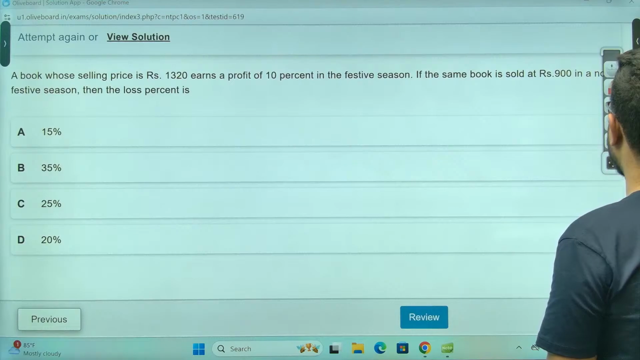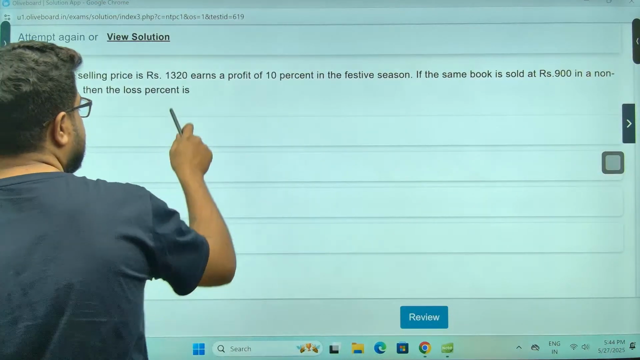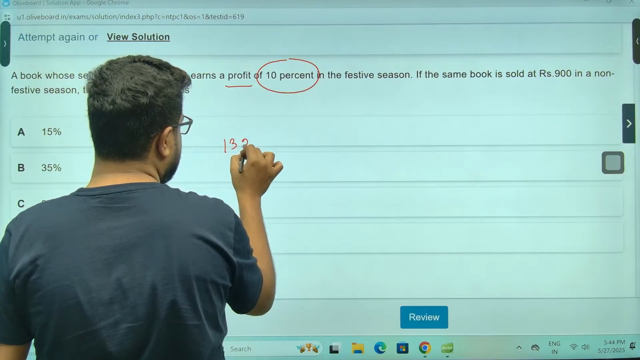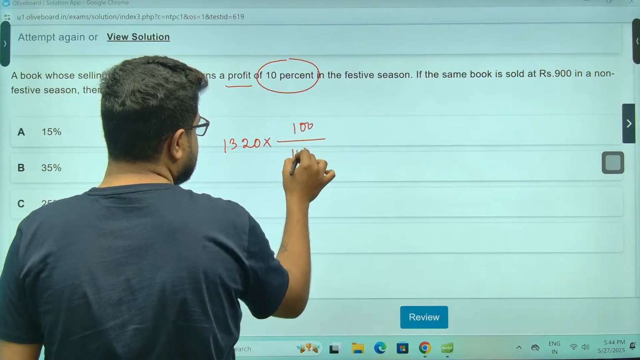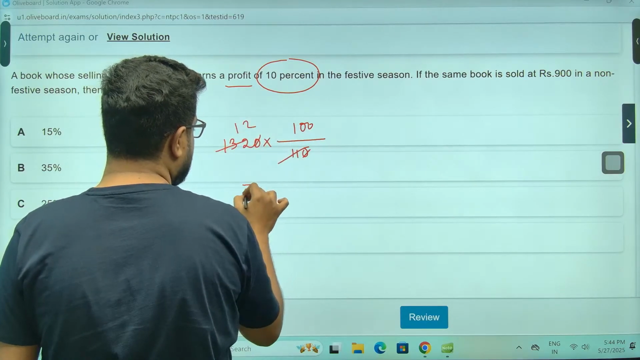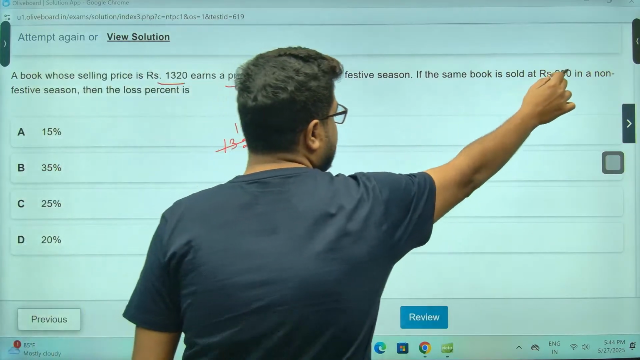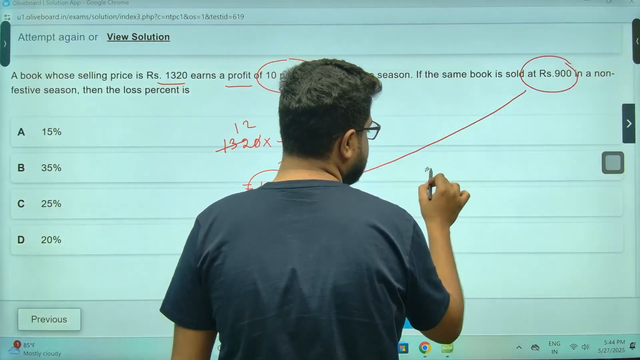A book whose selling price is 1320 earns a profit of 10%. Sir, CP will be 1320 into 100 by 110, meaning 11 cancels with 12, so 1200 is the CP. If the same book is sold at this price, what will be the loss? Sir, 300 rupees loss.